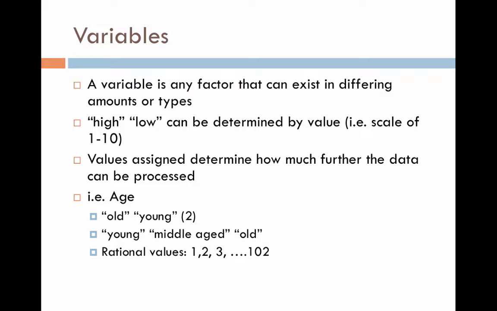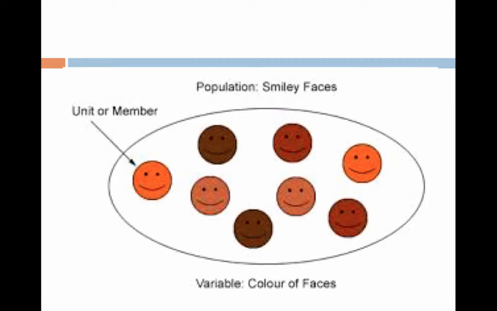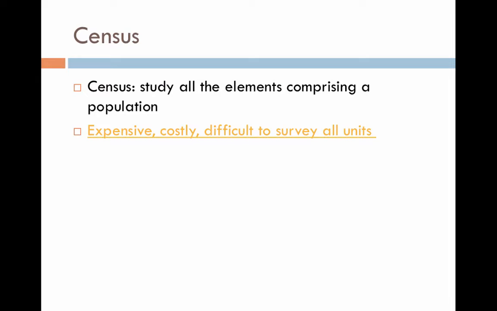And on the flip side, we have rational values, where you're counting everyone by year. And now that might be almost too granular. It might be too fine-tuned to really hold any meaning, because there's probably not a huge difference between a 42-year-old and a 45-year-old in most things, based on age alone. And so in this example, right, the unit member is any one given smiley face, the population is all smiley faces, and the variable is the color of their faces.